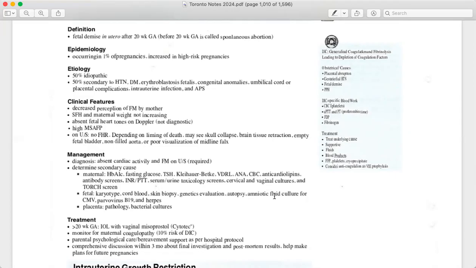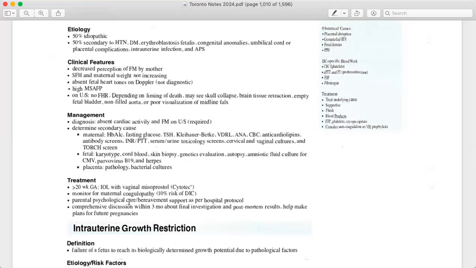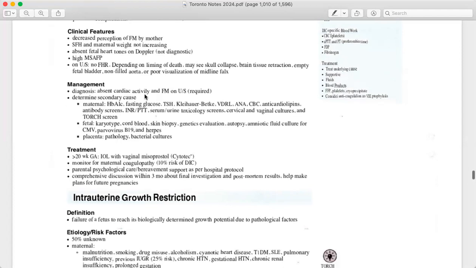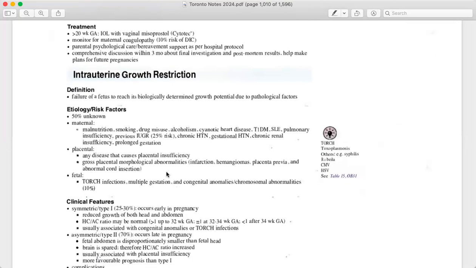So this is how you are going to attempt the question. First thing first, their mental health is more important than anything else. Treatment: induce labor with vaginal misoprostol, monitor for maternal coagulability. Parental psychological care is everything. Bereavement support as per the hospital protocol. Comprehensive discussion within 3 months about the final investigation and the postmortem results helps make a plan for the future pregnancy. So first thing first, you start with the psychological care and the bereavement support, then do the induction of labor.